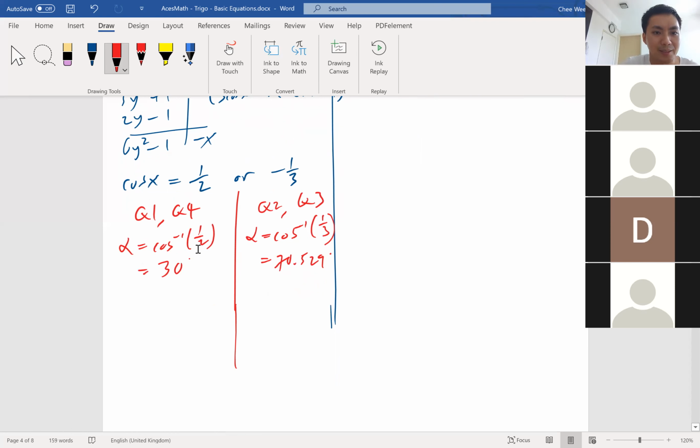Then your final answer for the first case: 30, and that's quadrant 4, so 330, 360 minus 30. The second case, quadrant 2, so 180 minus 70.529. You can just say alpha will do. So 180 minus alpha or 180 plus alpha. Get it? So these are the 4 answers.